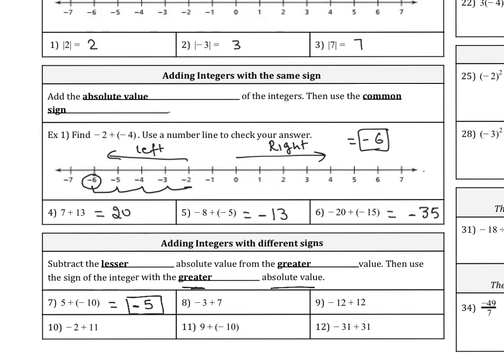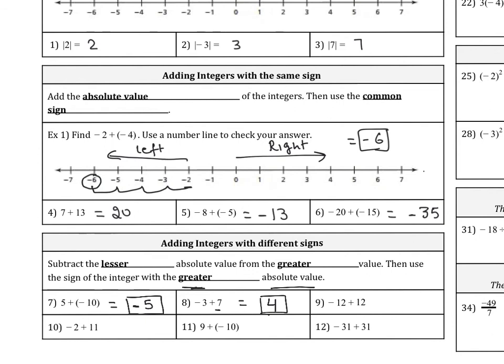Now let's look at number 8 here. You subtract the absolute values. The absolute value of negative 3 is 3. So you subtract the lesser absolute value from the greater value. So 7 minus 3 would be 4. And you keep the sign of the greater value. The greater value here is 7, which has a positive sign. So this is going to be a positive 4. And whenever you have a positive number, you don't actually have to write the sign in front of the number.